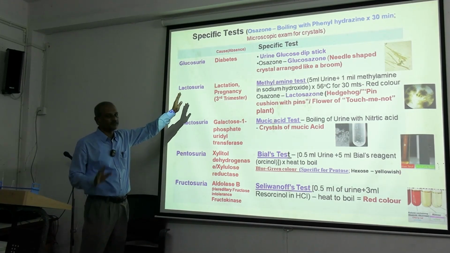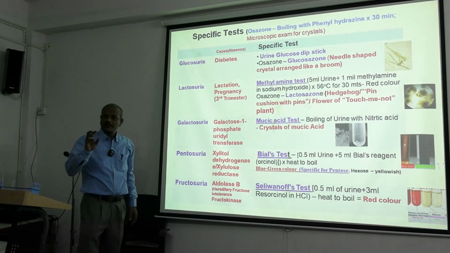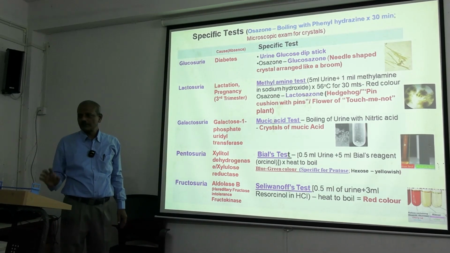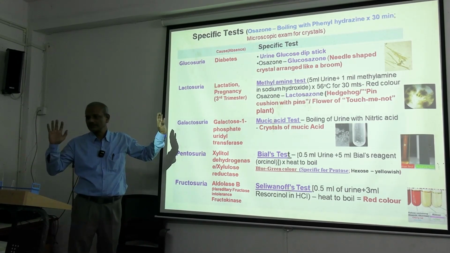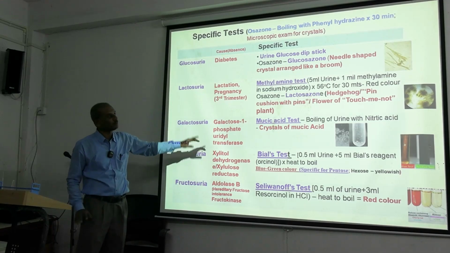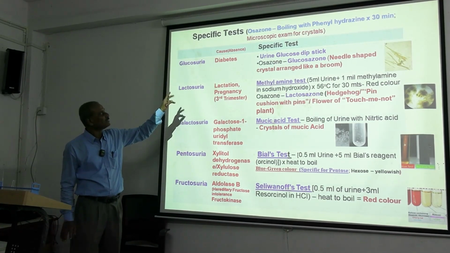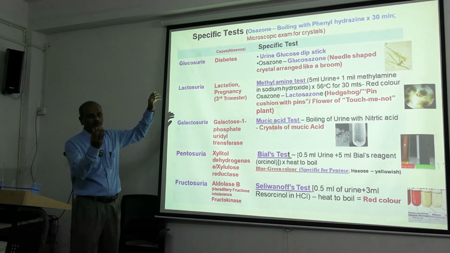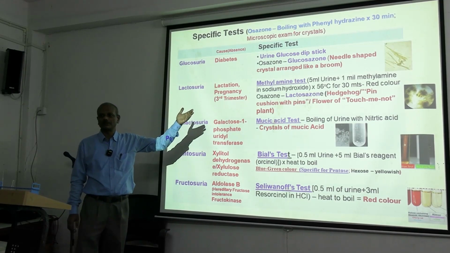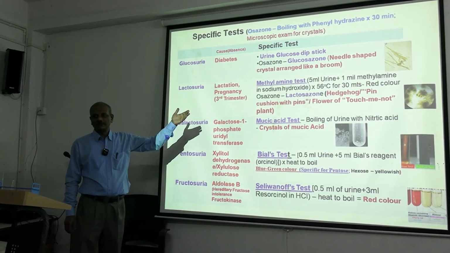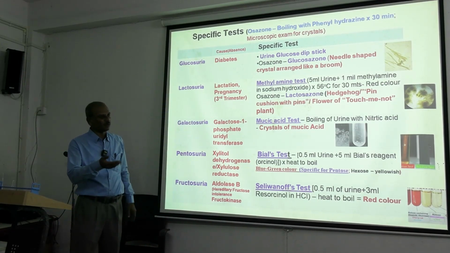This is very specific. Just say glucose, lactose, galactose, pentose, fructose. They are all reducing sugars. But whether it is a pentose or whether it is a galactose, you will not be able to know from the Benedict test. For that, the specific test is called the phenylhydrazine test. Here, phenylhydrazine with the solution containing the unknown reducing substance is heated for 30 minutes. This we have done during our MBBS class. And we had to boil it, and then we had to see it under the microscope.